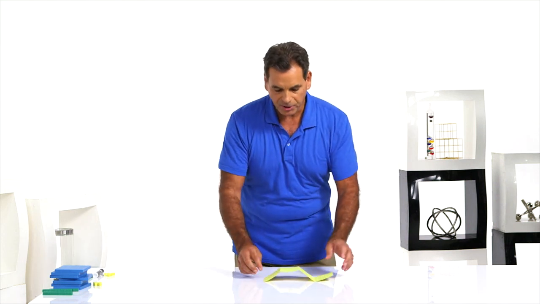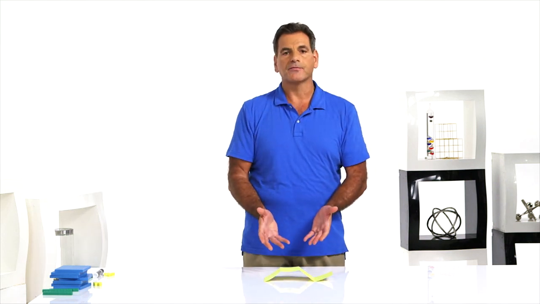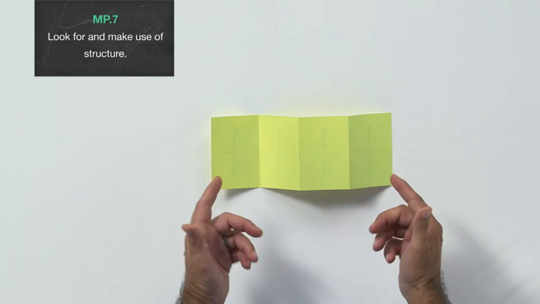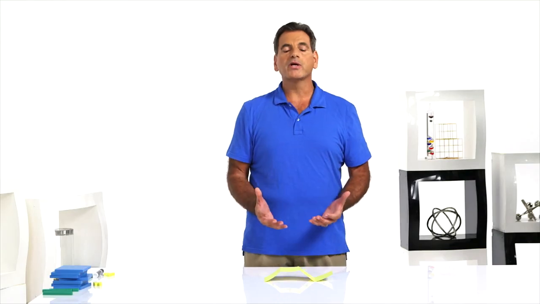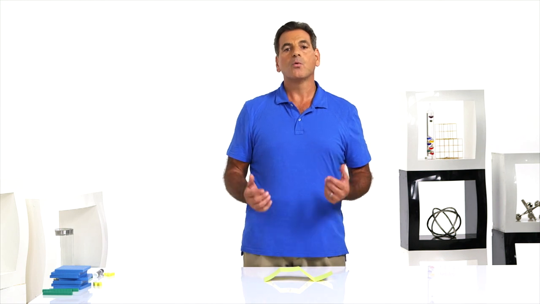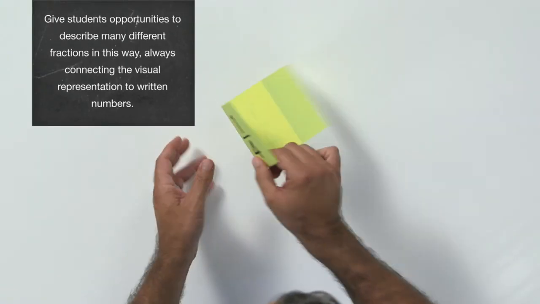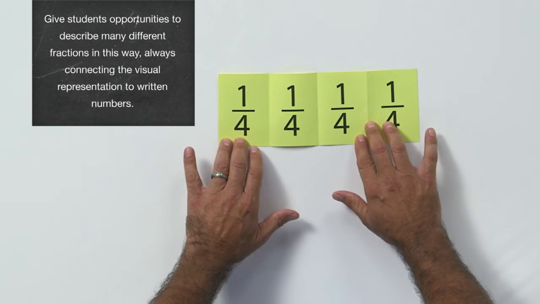and let's have a discussion about how many parts we have. Here is a whole. How many parts? 1, 2, 3, 4. What do we call each of these parts? 1/4. Have the students label all of the sections 1/4.